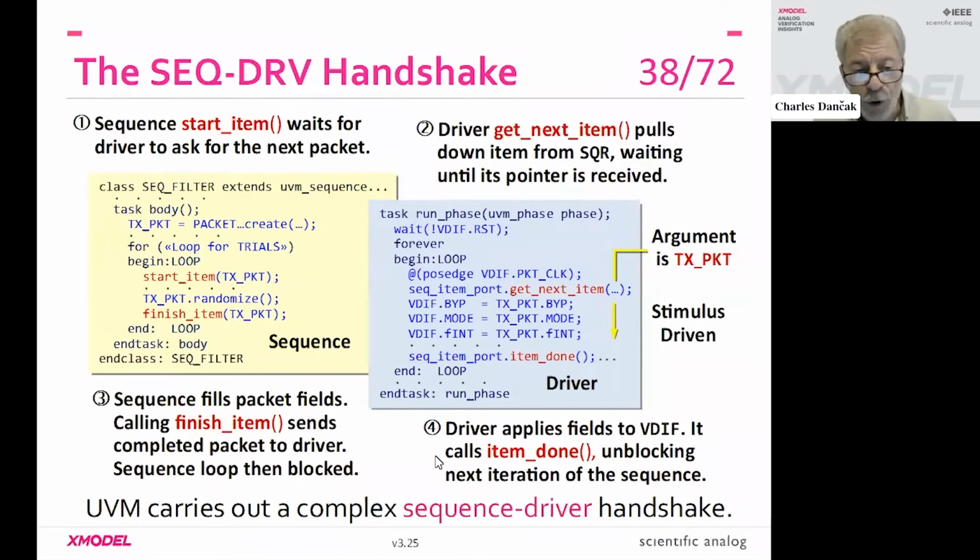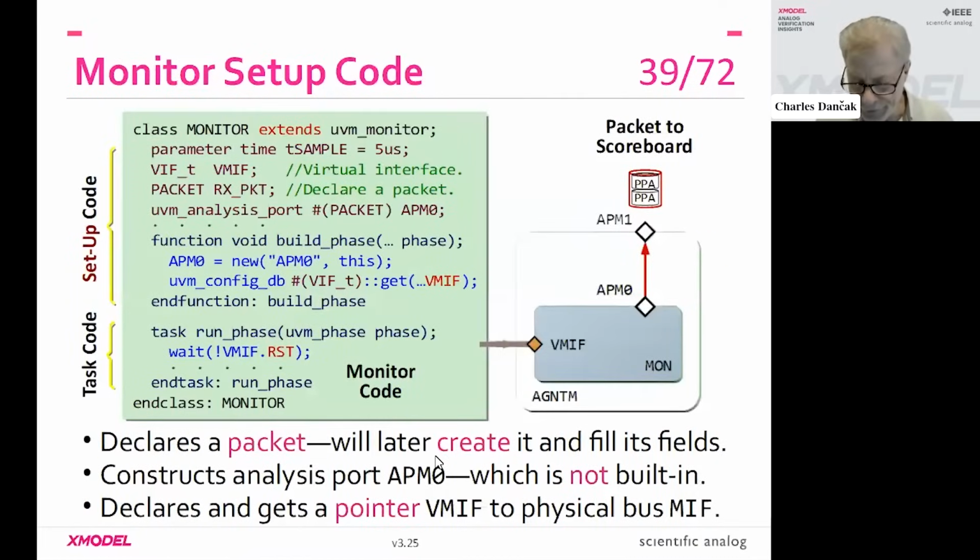So short story, that's how the sequencer driver handshake works. This is all built in to the UVM machinery. All we have to do is call those 4 methods at the appropriate time.